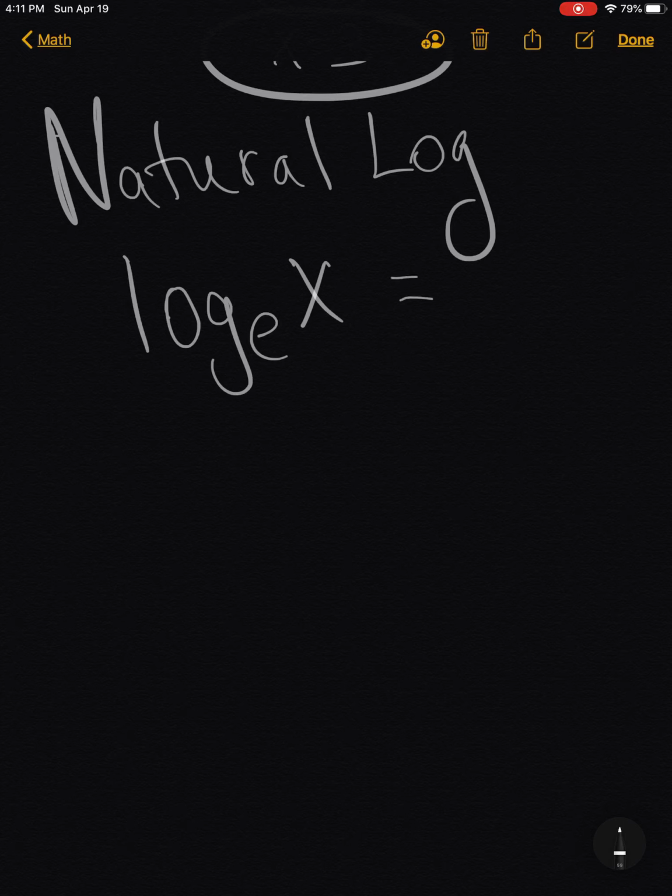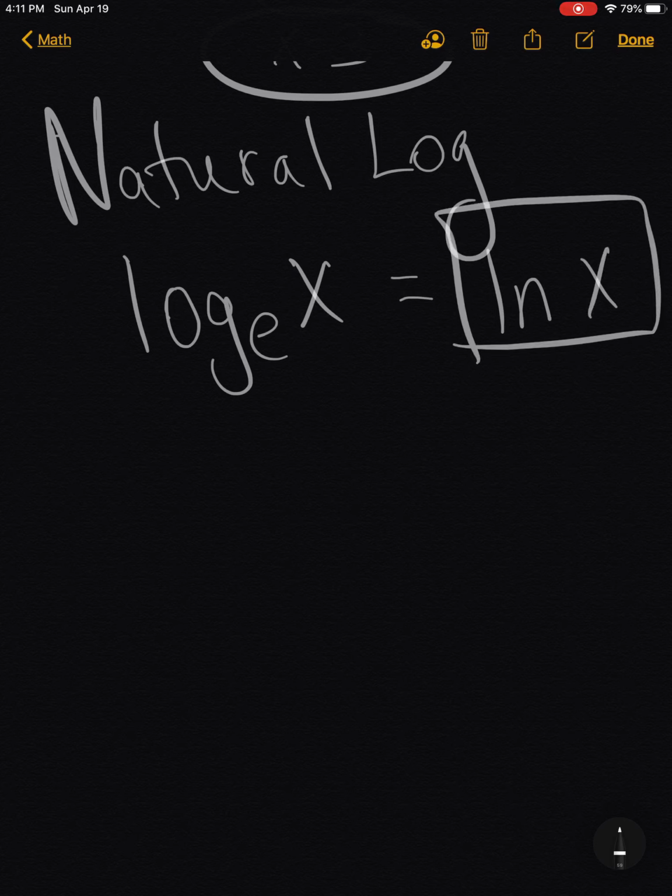And the last special log that exists is called the natural log. Natural log is a logarithm with base e. And just like the common log, you're never going to see it written like this. Instead, the notation for natural log, or log of base e, which is a lesson you guys just learned, is going to be written like this: ln, not in, ln x. Okay, ln stands for natural log.